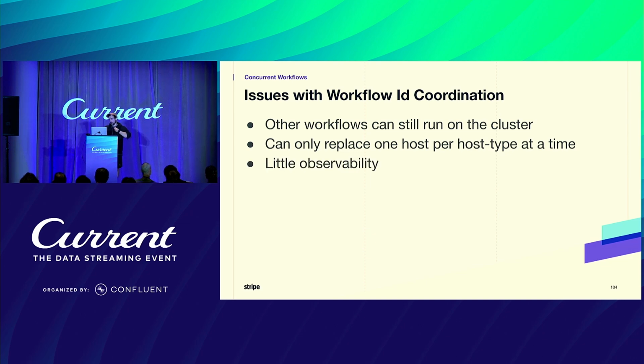There's also little observability into what every workflow is doing. Temporal has a nice UI that you can open up, and you can go and see all the workflows that are running within your namespace. But if 90% of your workflows are called something like replace broker Kafka pub, it becomes not as useful, because it's hard to filter down into which specific workflow is replacing which specific host.